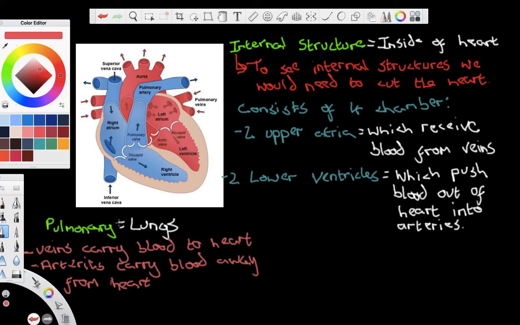An important thing that we do need to say is that valves prevent the backflow of blood, as I'm sure you're well aware. So valves prevent the backflow of blood.